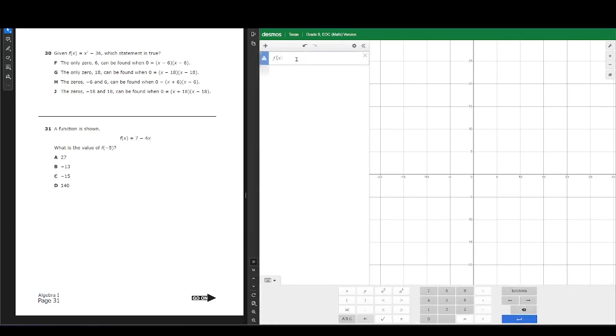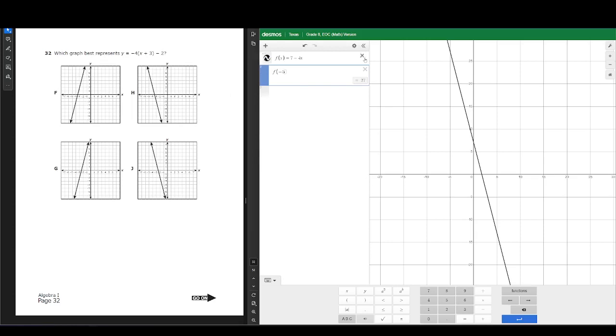Now, let's actually talk about evaluating functions. We can define f of x equals 7 minus 4x, exactly like they have. Then we can evaluate functions using Desmos. So now that I've called that f of x, I can literally type in f of negative 5, and it just tells me the answer is 27. There's nothing fancy. I'm typing in exactly what it says in the prompt, and it's giving me the exact answer.